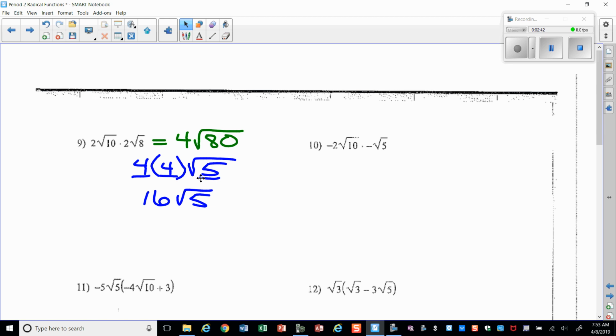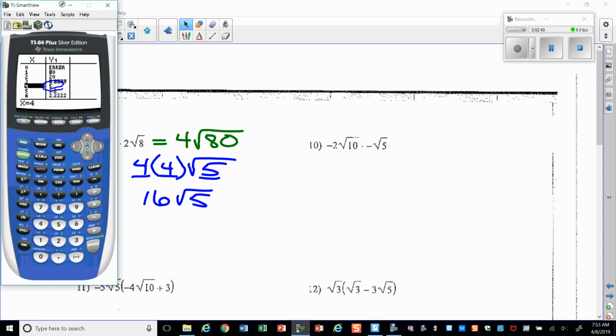And if I wanted to check my answer, I could always just multiply it out and see if I get the same numbers. Okay, I could always go 4 times the square root of 80 and see what that decimal is, and then now do 16 times the square root of 5, and you see there it's the same decimal. And so that's how I know that I did it right. That's how, because that's all simplifying is, they're equal.